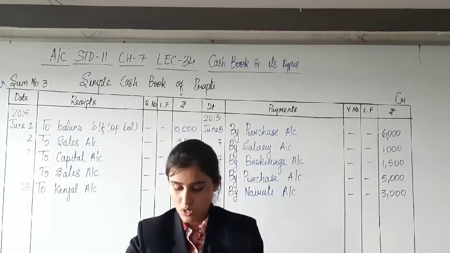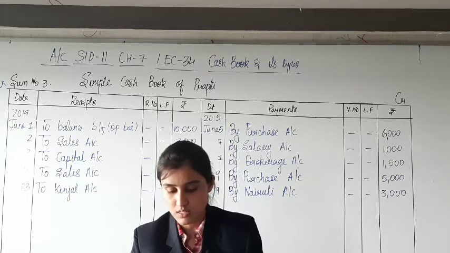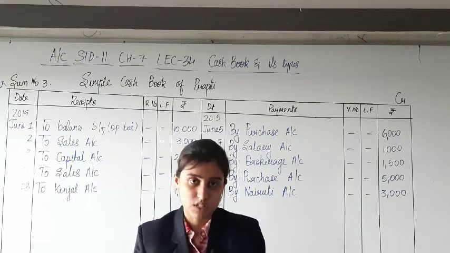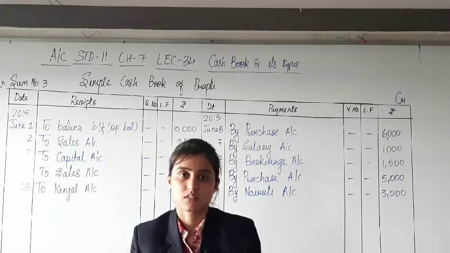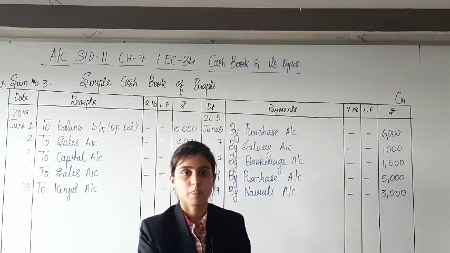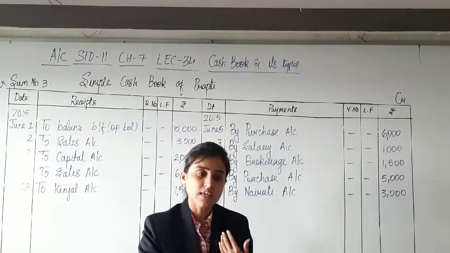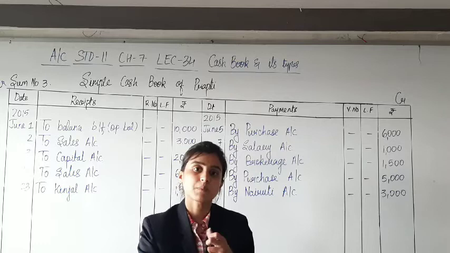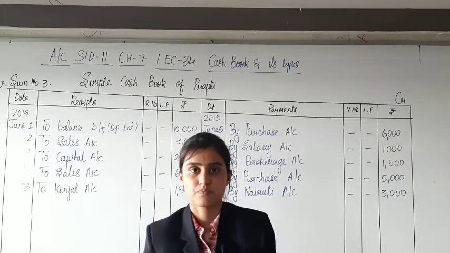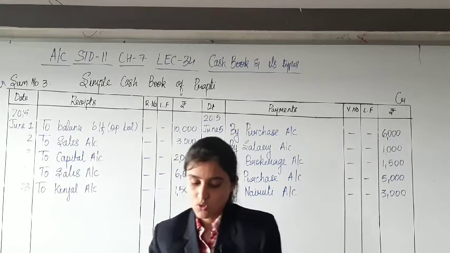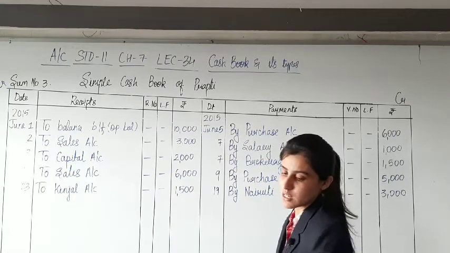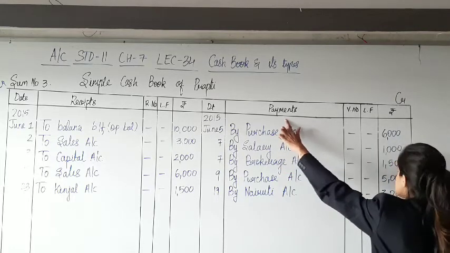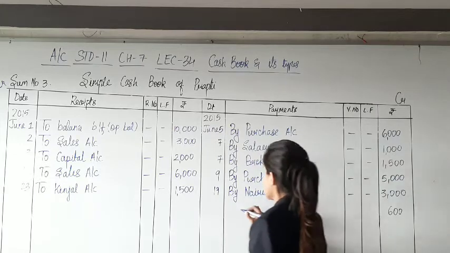Next, old cycle of rupees 600 is purchased for business. Cycle has been purchased for business. Cycle is an asset. So we cannot write the word purchase here. Yes. In case of purchase and sale of assets, you are supposed to write the name of that particular asset always. Yes. So if we have purchased cycle, we have obviously paid rupees 600 for purchase of same. So on payment side, 600 for the purchase of cycle.